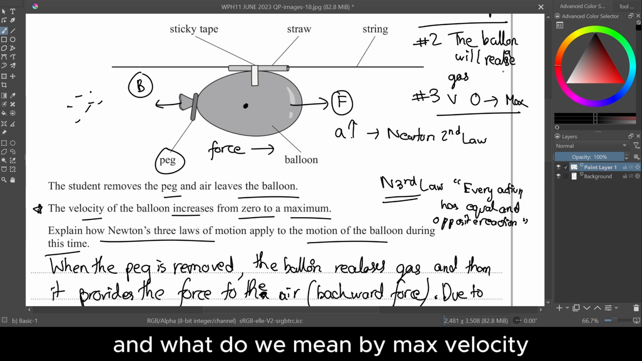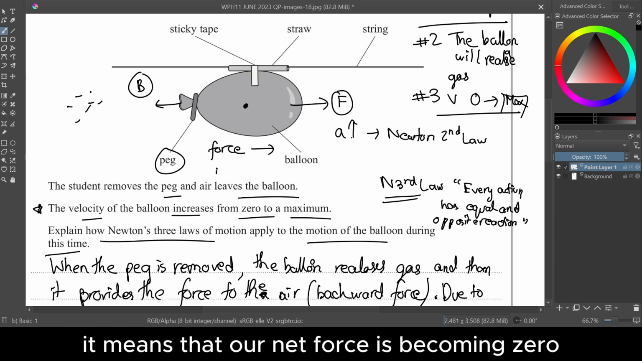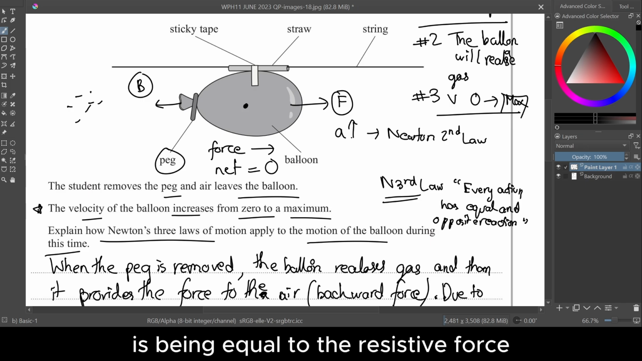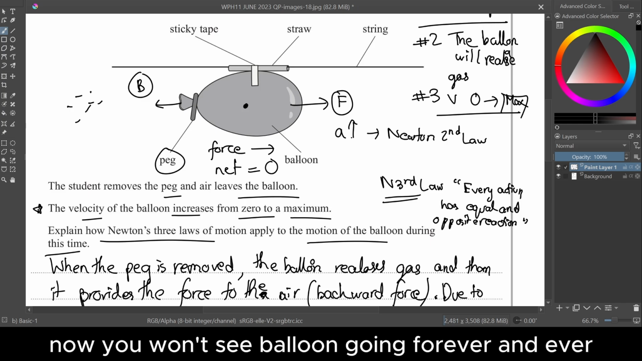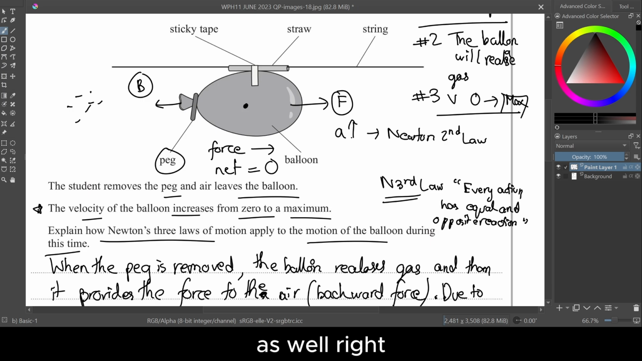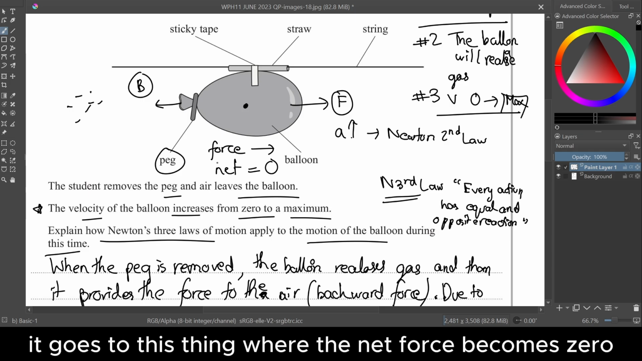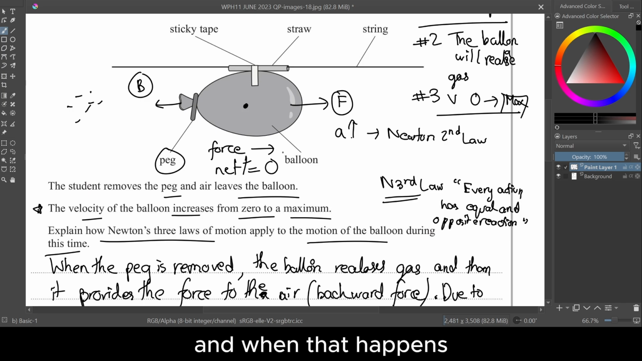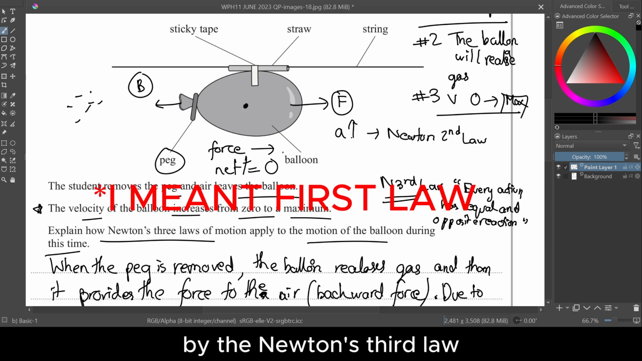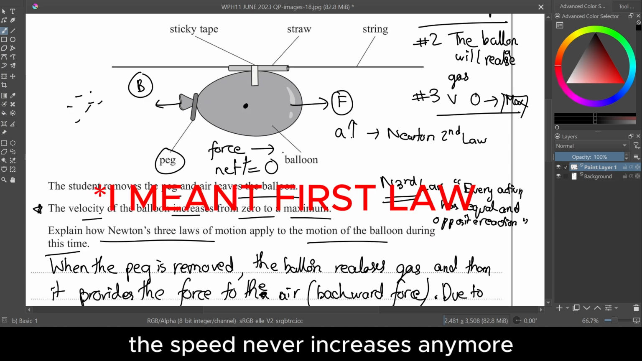And what do we mean by max velocity? It means that our net force is becoming zero, which means that our forward force is equal to the resistive force. Now you won't see the balloon going forever and ever, flying everywhere. There will be a time when the balloon will come down as well, right? So it goes to this point where the net force becomes zero, and when that happens, the speed doesn't increase anymore. By Newton's law, the speed never increases anymore.